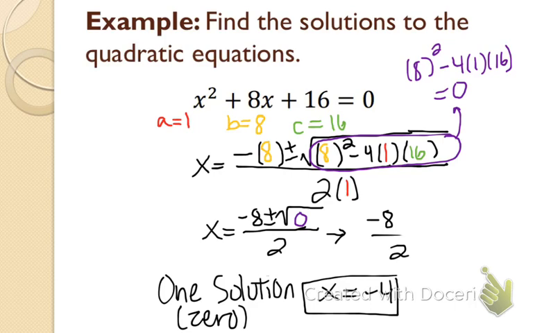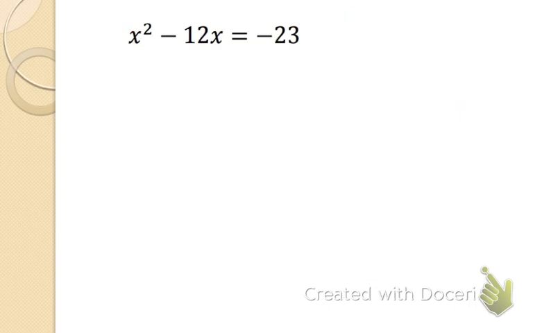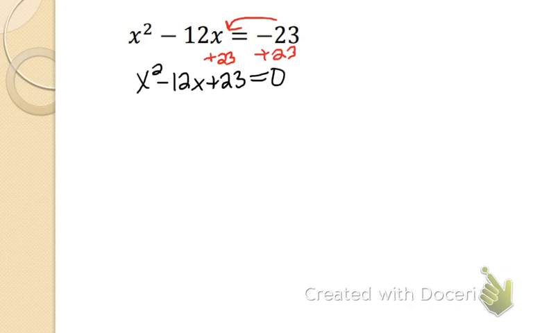Okay. Let's try another one. X squared minus 12x is equal to negative 23. We want to use the quadratic formula, which means this has to be equal to 0, and as you can see, it's not. So we're going to go ahead and move this term back over here where it belongs, and by moving it, we're going to add it over to that side of the equal sign. So now we have x squared minus 12x plus 23. Now it's equal to 0.